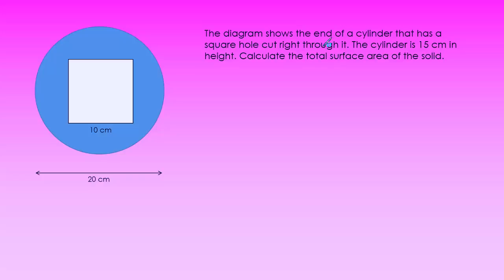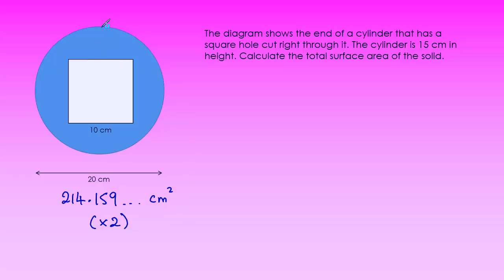The diagram shows the end of a cylinder that has a square hole cut right through it. The cylinder is 15 centimeters in height. Calculate the total surface area of the solid. So that's everything that we would paint if we were painting the shape. So we'd definitely paint the blue area here, and there'd be one of those at the other end. So that's going to be 214.159 and so on centimeters squared, and we know we've got that at each end.